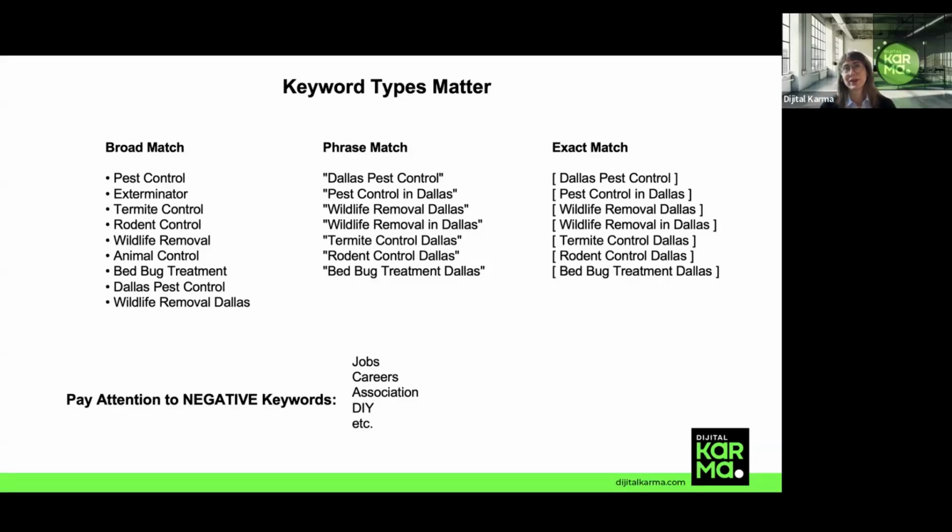Think about you are spending 5K per month, and 20% of it is wasting for negative keywords like pest control jobs or do-it-yourself pest control, do-it-yourself termites. So that means you are wasting $1,000 per month for irrelevant clicks. And that means $12,000 per year. So you should be very careful what kind of keyword types you are using and what kind of negative keywords you have to add to your campaigns.